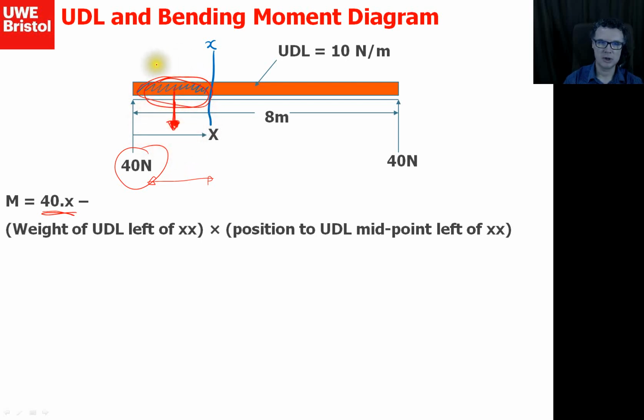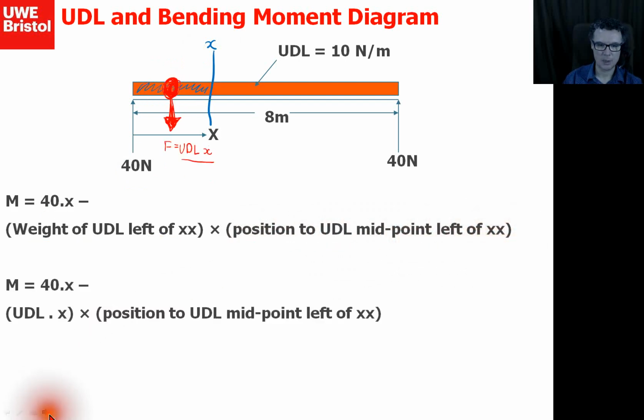So first thing we've got to do is work out what's the force of the UDL going downwards, and then the second thing we've got to work out is what's the distance from the XX position. So we need to work out the weight of the UDL left of the XX, and we need to work out this distance here from our imaginary pivot to the center of our UDL. So the position to the UDL midpoint left of XX. So the weight bit is straightforward. I did that previously for my shear graph. So that's the UDL value times x. So that's how much force it's going to be left of us.